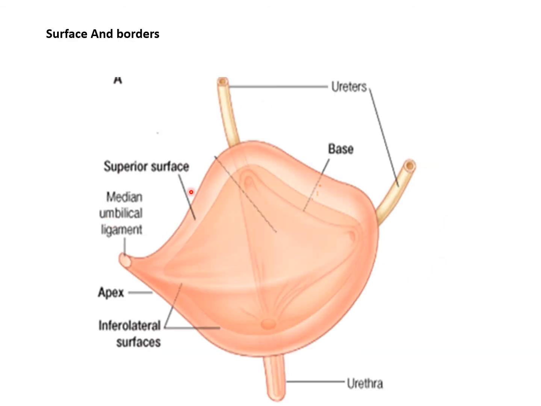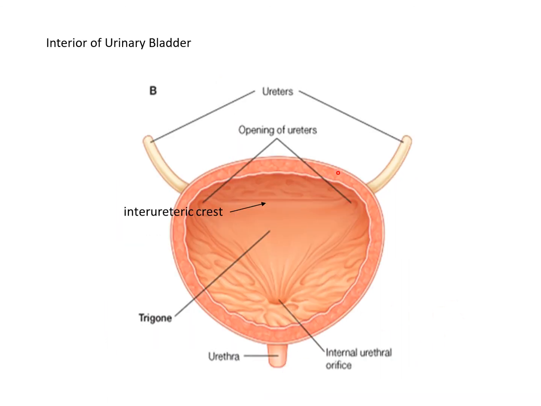The other is a diagram which tells you about the various surfaces and borders of the urinary bladder. The third is a diagram of the interior of the urinary bladder. Please see to it that you make all these diagrams along with the peritoneal relations of the male and female pelvis in your files.